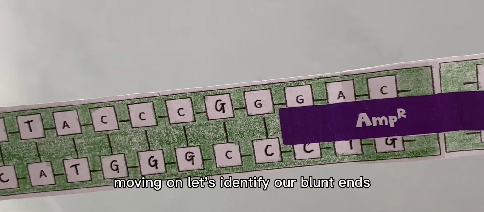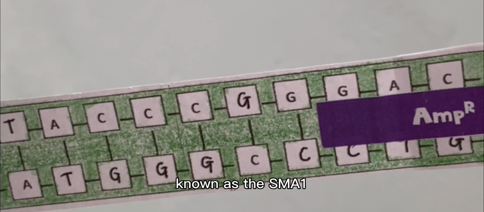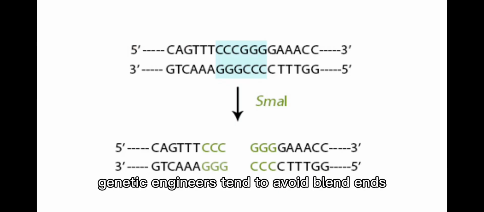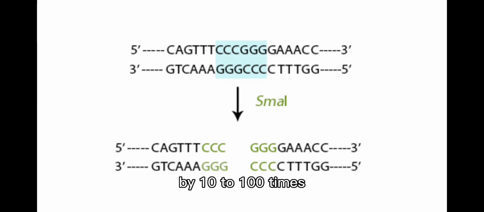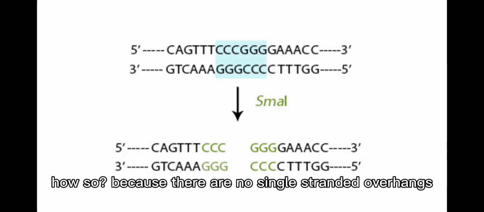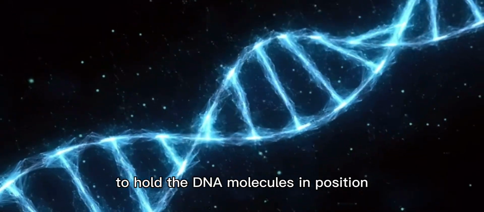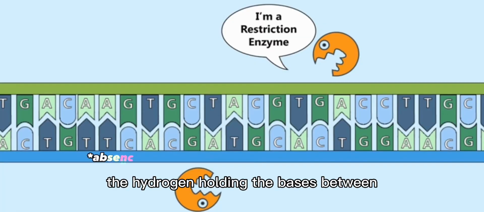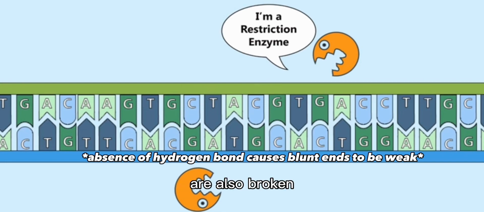Moving on, let's identify our blunt ends that is cut by a restriction enzyme known as the SmaI at restriction site. Genetic engineers tend to avoid blunt ends due to the ligation process being more inefficient by 10 to 100 times. How so? Because there are no single-stranded overhangs to hold the DNA molecules in position. When in between the CG is cut, the hydrogen holding the bases between the complementary nucleotide overhangs are also broken.